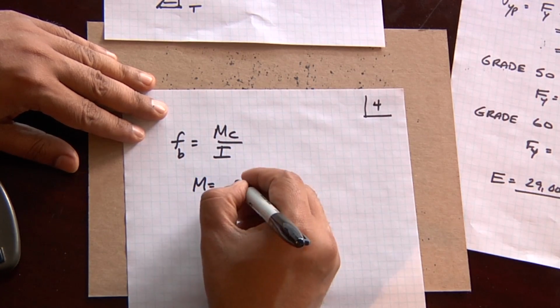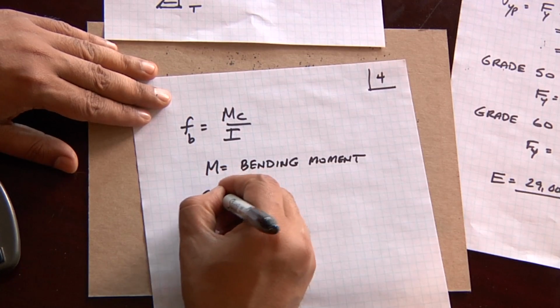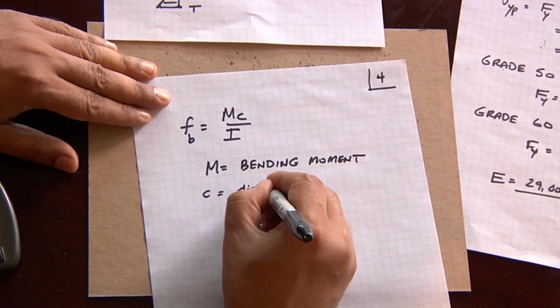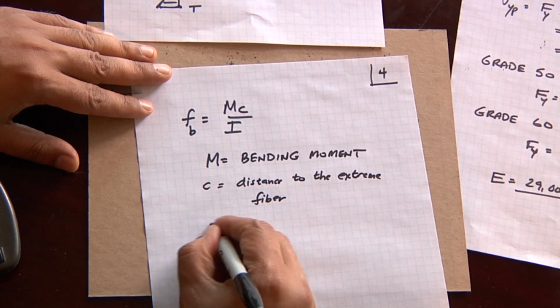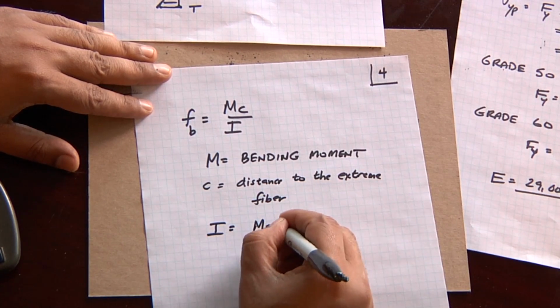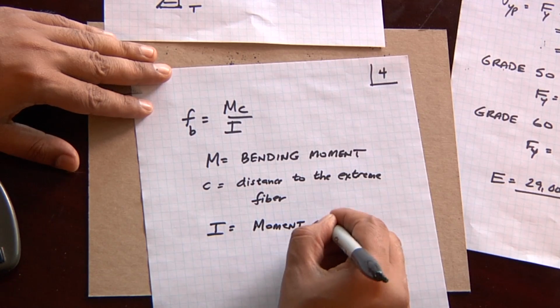So my stress, FB, is MC over I. M is the bending moment. C is the distance to the extreme fiber. I is the moment of inertia.